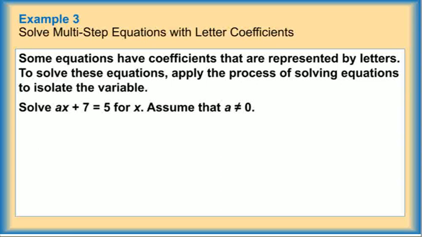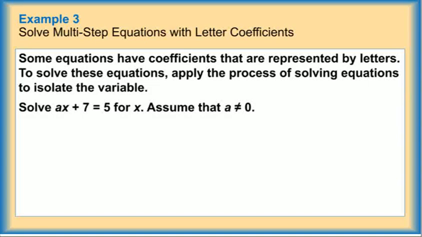Example 3. Some equations have coefficients that are represented by letters. To solve these equations, apply the process of solving equations to isolate the variable. So the common struggle that students have is when there's more than one variable and not enough numbers in there, they get confused by the variable. When you have more than one variable and they're telling you to solve for a specific one, just worry about getting that one variable by itself, and everything else will take care of itself.